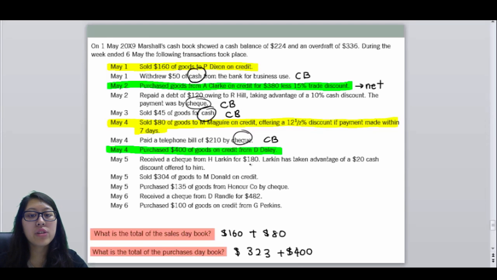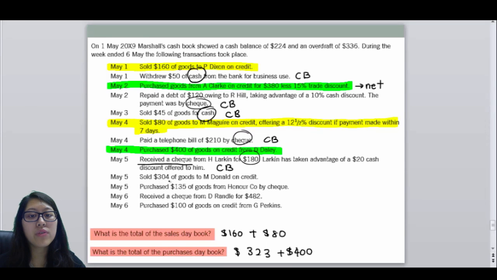Received a check from H. Larkin for $180. Larkin has taken advantage of a $20 cash discount offered to him. So, firstly, don't get too confused with the cash discount. It's simply explaining that he has received a discount and now he's paying the net amount of $180. So, again, check means cash book, and we're just going to record at $180.